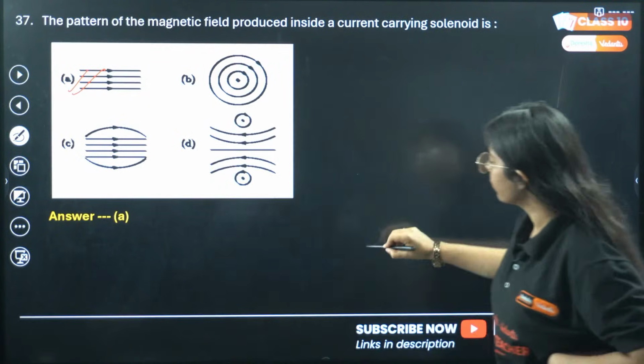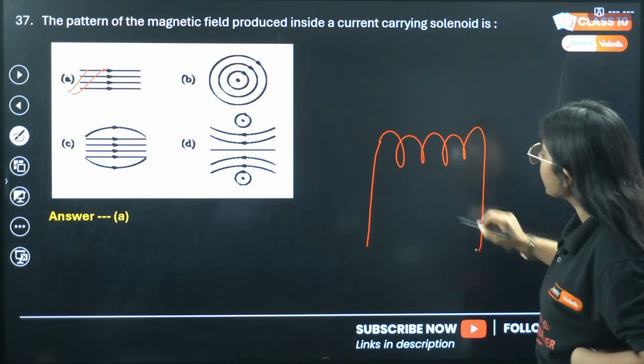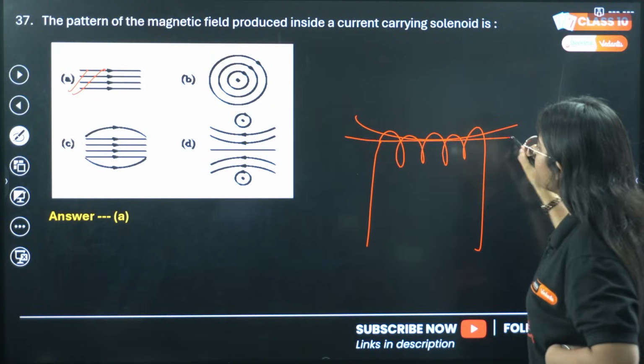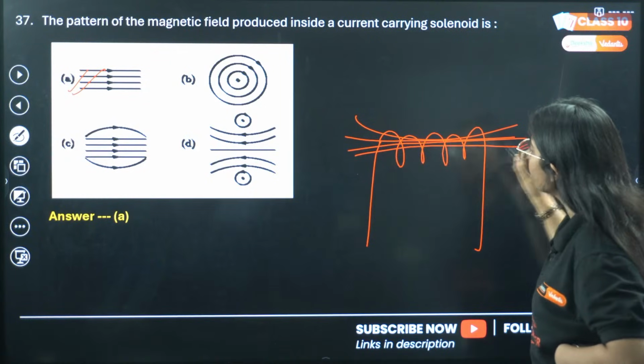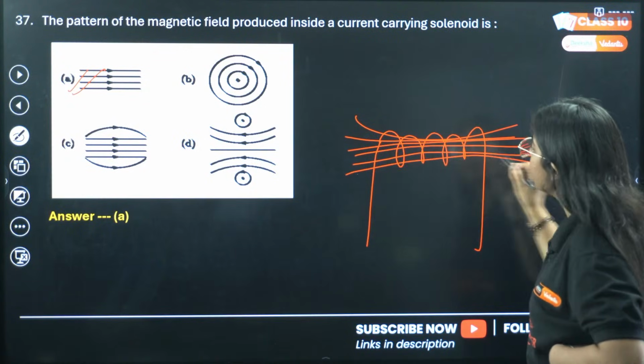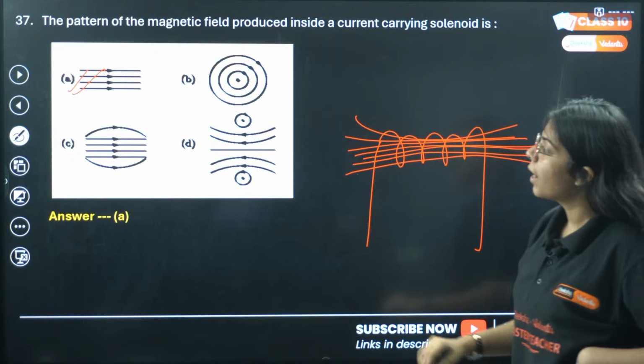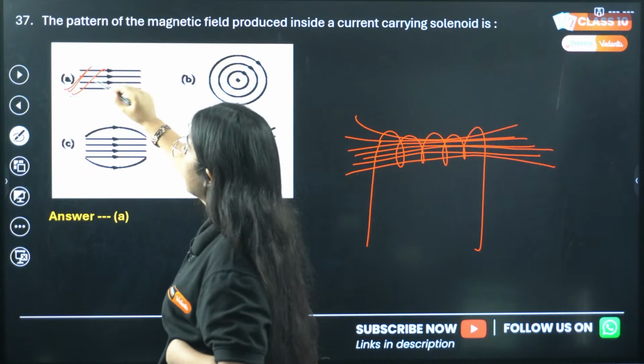Inside the solenoid, why? Because we know that inside the solenoid the magnetic field is uniform and the field lines should not touch each other technically. So this is uniform. So this is the correct answer.